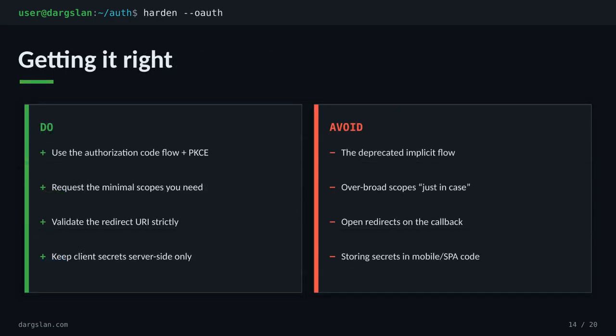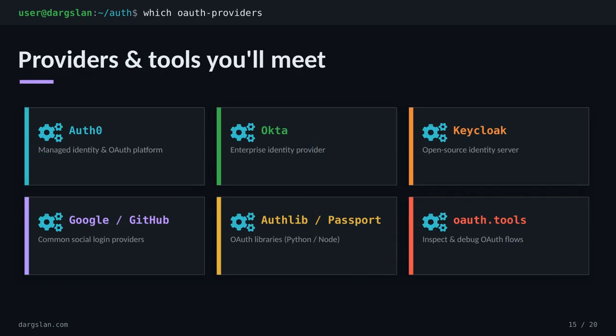With the myths out of the way, let's talk about doing this well in practice. Stick to the authorization code flow with PKCE, ask only for the scopes you actually need, and validate redirect URIs strictly so nobody can bounce your callback somewhere nasty. On the avoid side, the old implicit flow is deprecated. Overbroad scopes are a liability, and client secrets simply don't belong in a mobile app or a single-page app where anyone can read them.